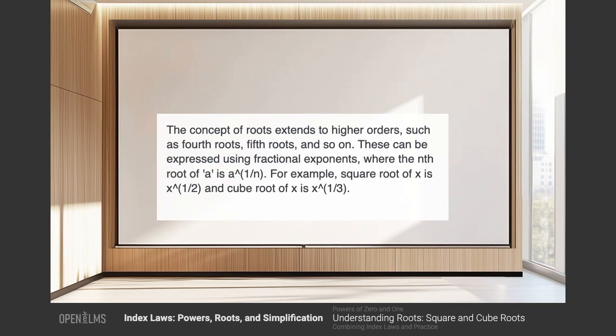The concept of roots extends to higher orders, such as fourth roots, fifth roots, and so on. These can be expressed using fractional exponents, where the nth root of a is a^(1/n). For example, square root of x is x^(1/2), and cube root of x is x^(1/3).